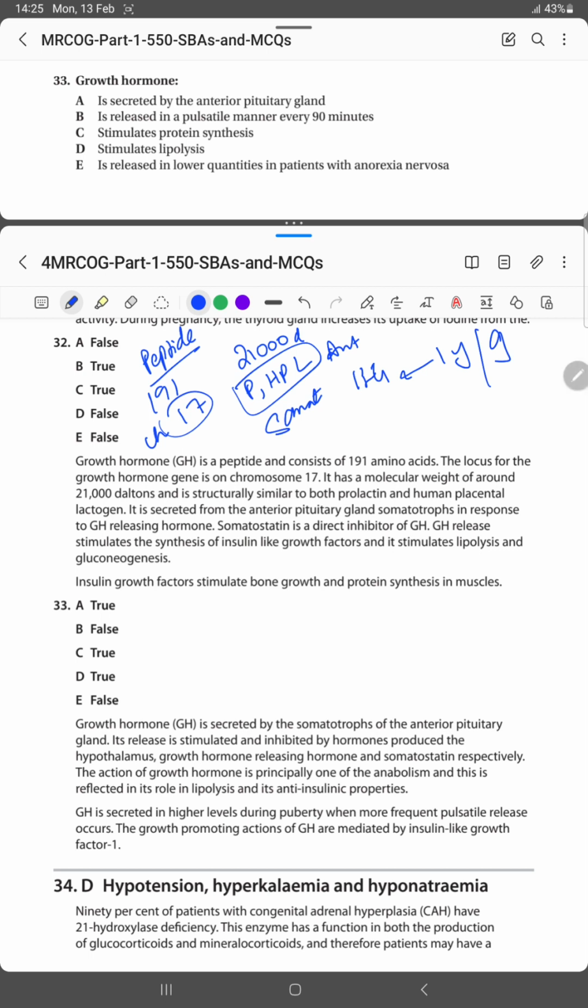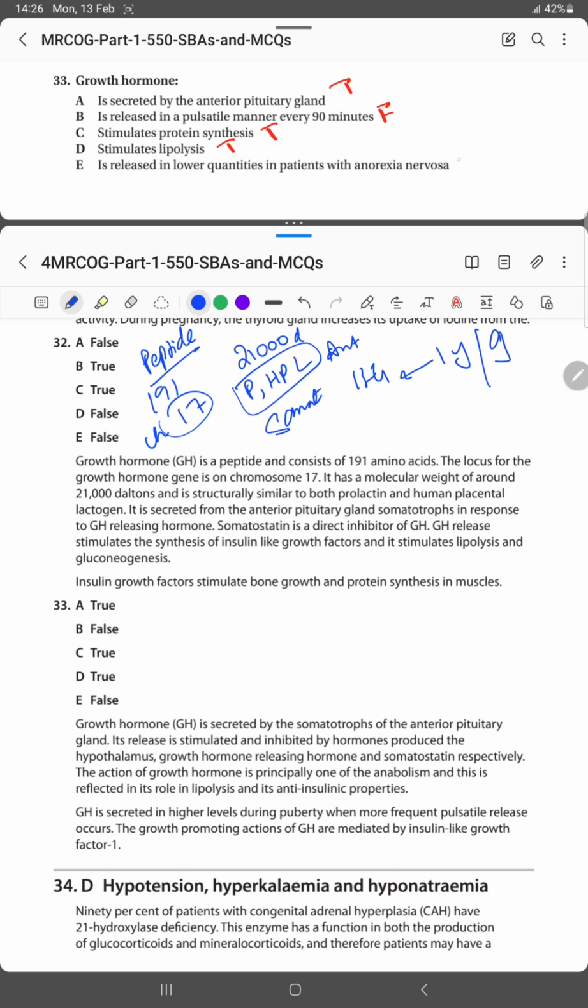Let's see our options. It is secreted by the anterior pituitary gland. Yes, that is true. It is released in a pulsatile manner every 90 minutes. No, that is false, but it does occur in a pulsatile manner, and it stimulates protein synthesis, because it is anabolic, and it stimulates lipolysis. Yes, that is again true. And it is released in lower quantities in patients with anorexia nervosa.